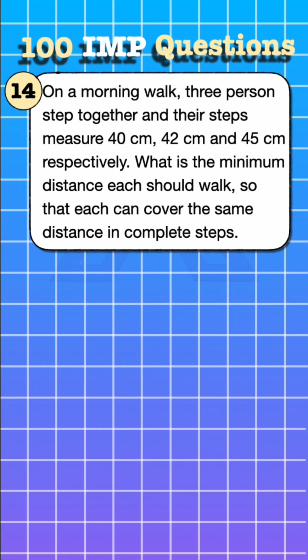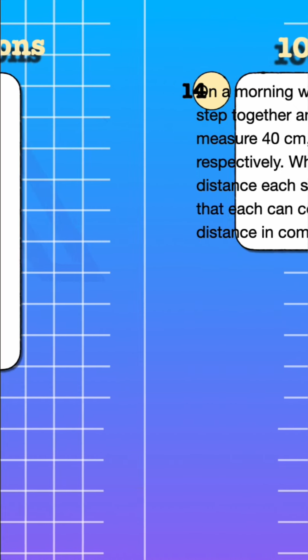Let's start 100 question series. Question number 14. On a morning walk, 3 persons step together and their steps measure 40 centimeter, 42 centimeter and 45 centimeter respectively. What is the minimum distance each should walk so that each can cover the same distance in complete steps? Okay, let's start.